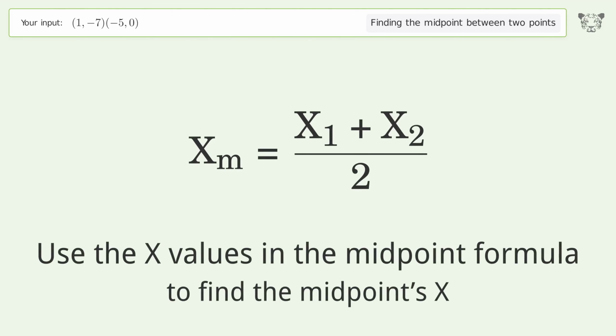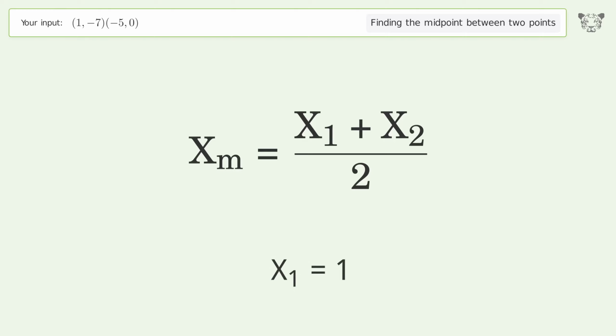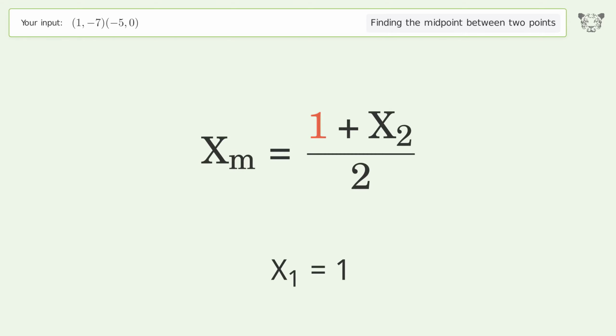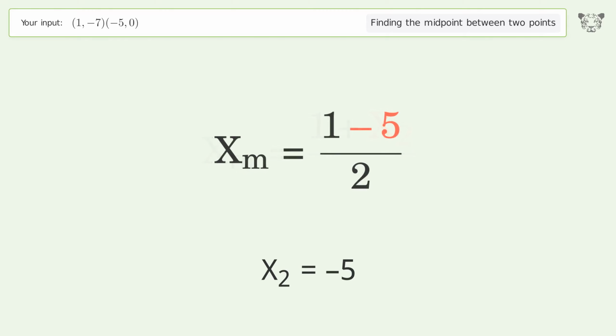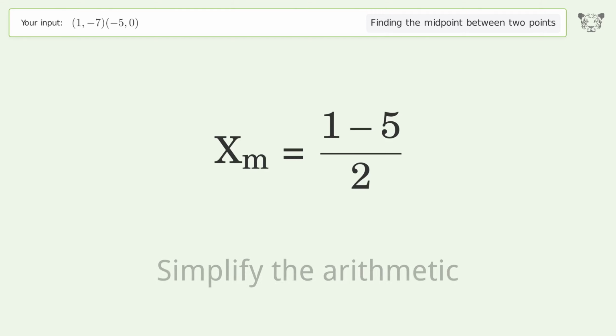Use the x values in the midpoint formula to find the midpoint's x. x1 equals 1. x2 equals -5. Simplify the arithmetic.